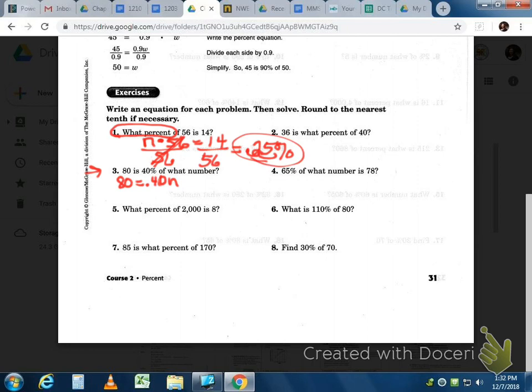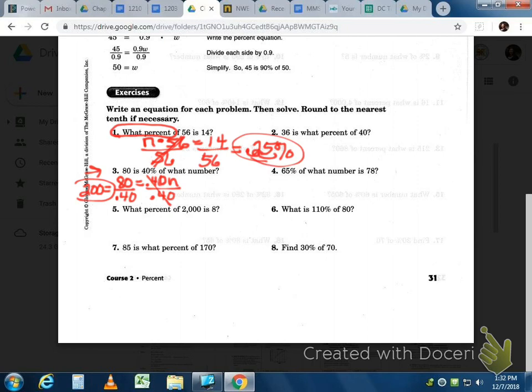So how do you undo times? We're going to divide both sides by the number with N, 0.40. Now I need to take 80 divided by 0.40, or 0.4 as Mason said, and I get 200. Now is that 200 or 200%? 200, because isn't there already a percent in the problem?